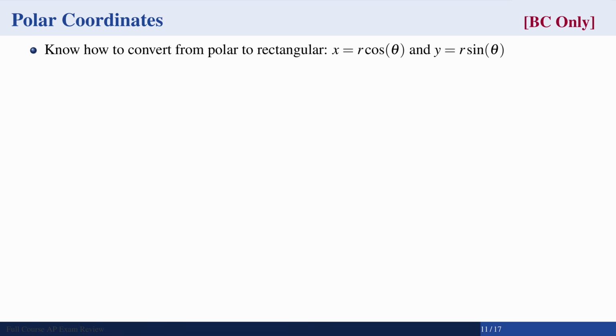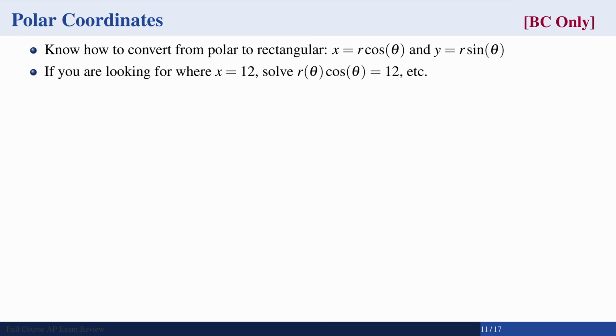So if the polar curve is r = 5 cosine of 3 theta, then x is 5 cosine of 3 theta cosine theta, and y is 5 cosine of 3 theta sine theta. You're basically just turning polar into parametric equations. They ask a lot of basically pre-calc questions about polar. You might be asked to find when x is equal to 12. If that's the case, you just set r of theta cosine of theta equal to 12 and find theta. That's all it is. That's been on the FRQs before.